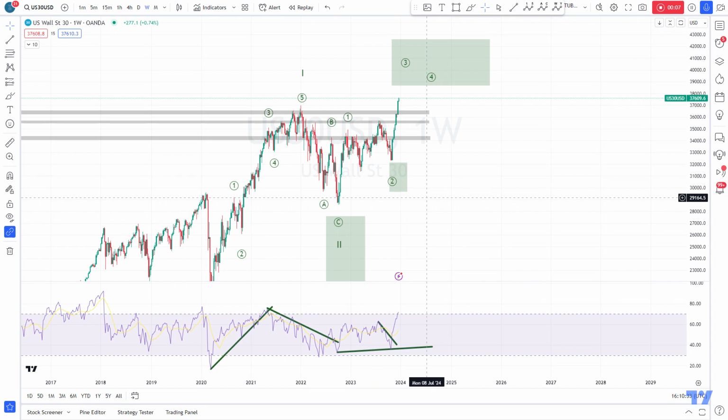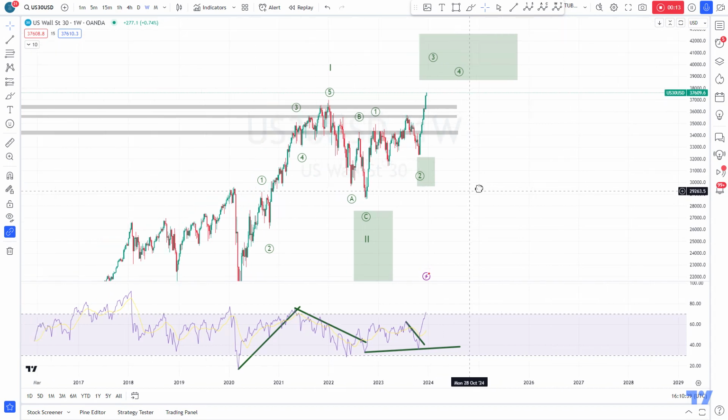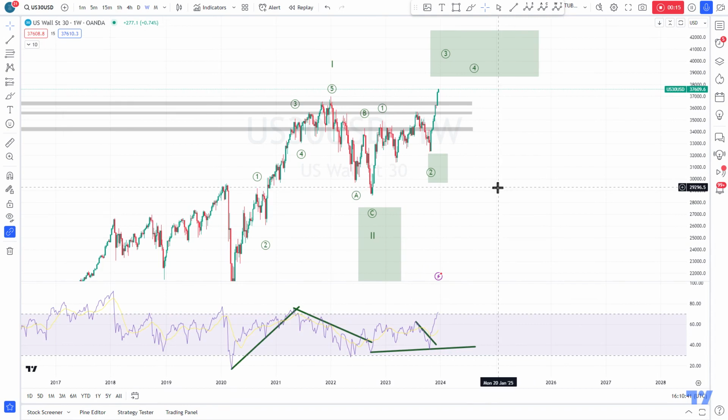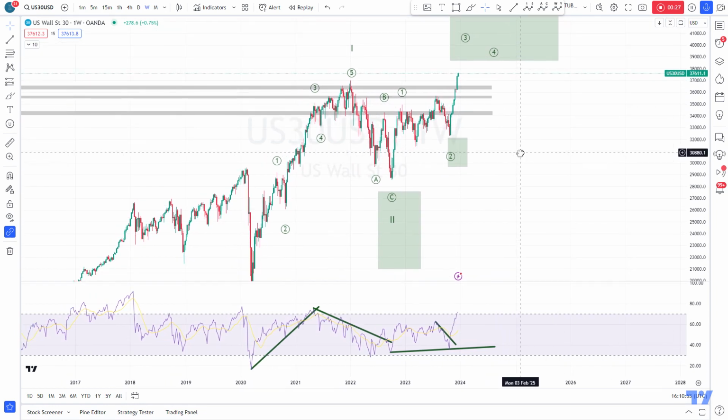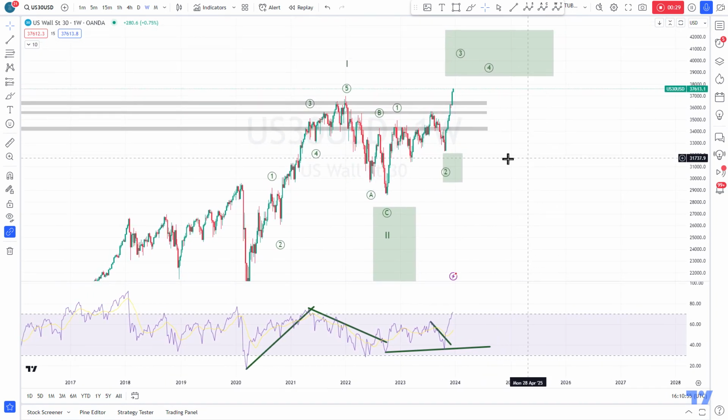For the record, today is Wednesday, December 20th. Time is around 4 p.m. GMT. So here we are looking at the weekly chart, and we knew already that we made a new all-time high in the Dow Jones yesterday. Also, the Nasdaq followed, and so this means that the bullish sequence continues.